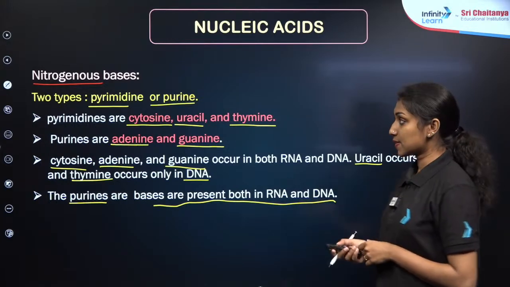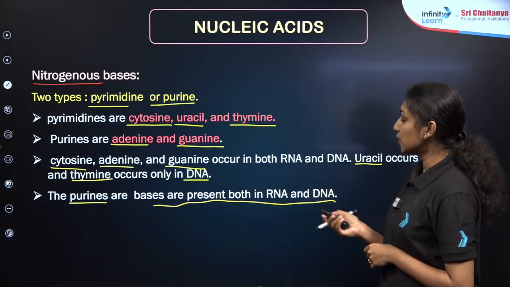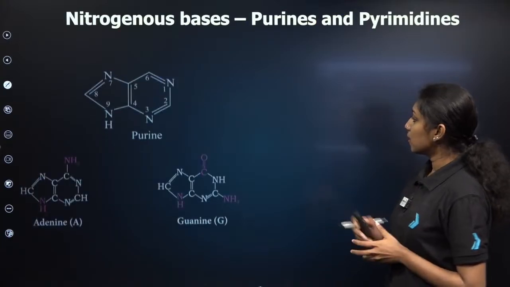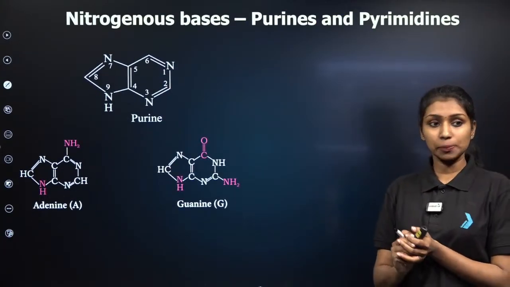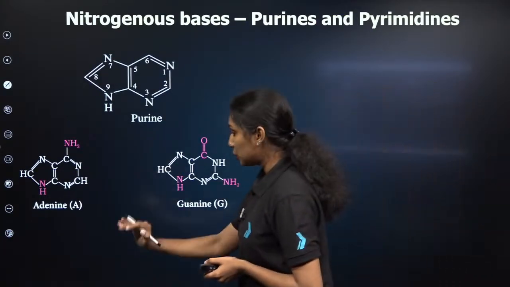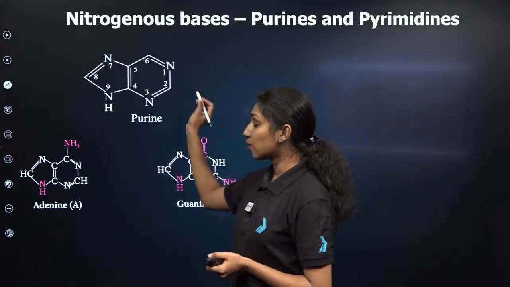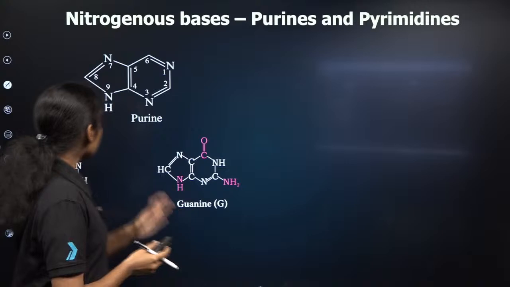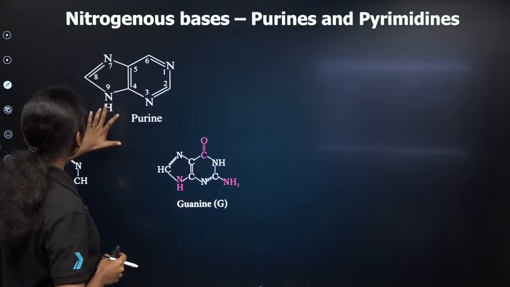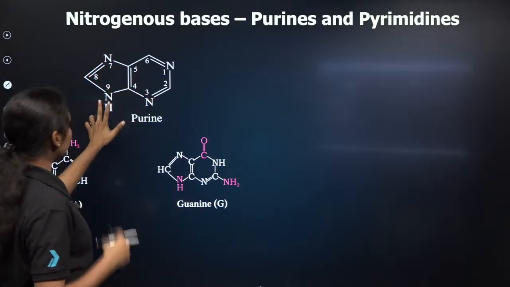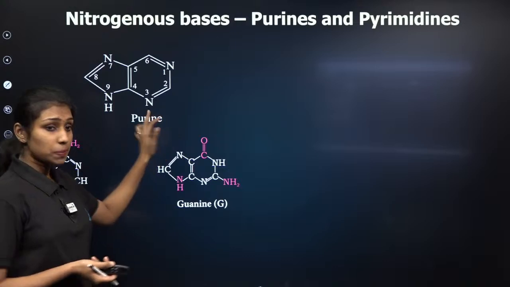Now let us see the structure or the images of the nitrogenous bases here. So here is the first group, that is the purine. As we already know, adenine and guanine belong to the purine group, right? This is the general structure for the purine group. As you can see over here, nitrogen is present here, therefore it is known as the nitrogenous bases.